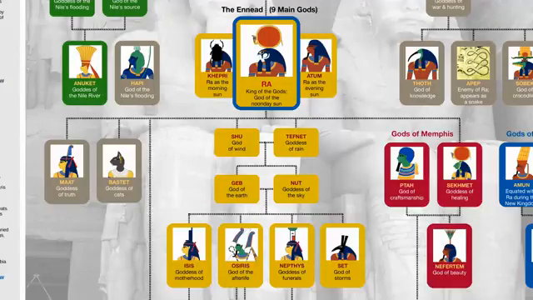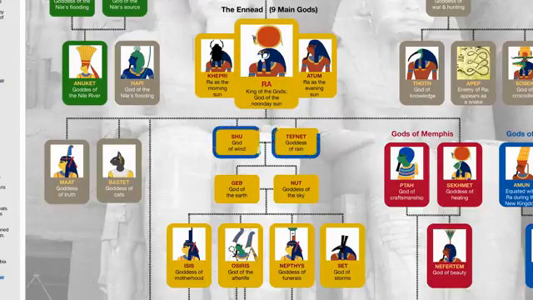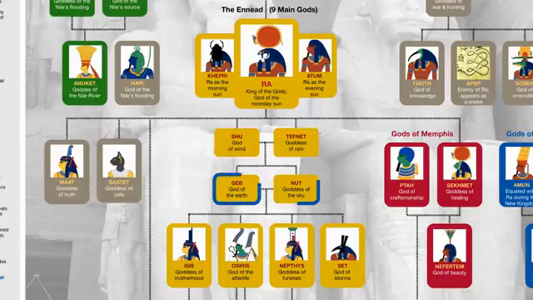Ra took many forms. As I already mentioned, he was sometimes Amun-Ra, associated with the main Theban god Amun. But he was also sometimes Khepri, the god of the morning sun, and Atum, the god of the evening sun. Ra was the father of Shu and Tefnut, god of the wind and goddess of the rain. Together, they were the parents of Geb and Nut, god of the earth and goddess of the sky.